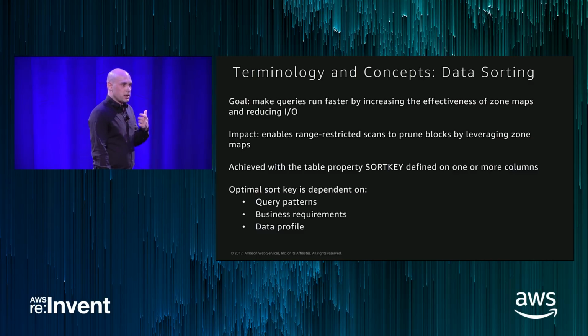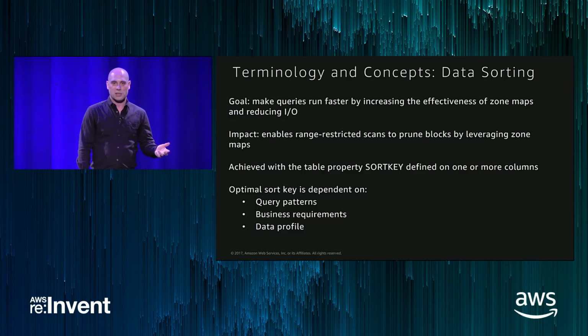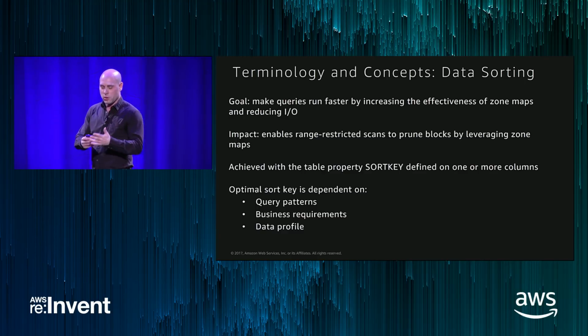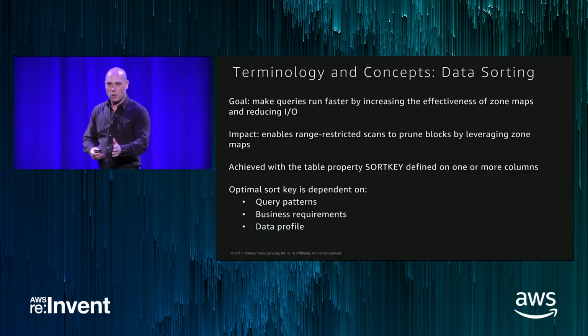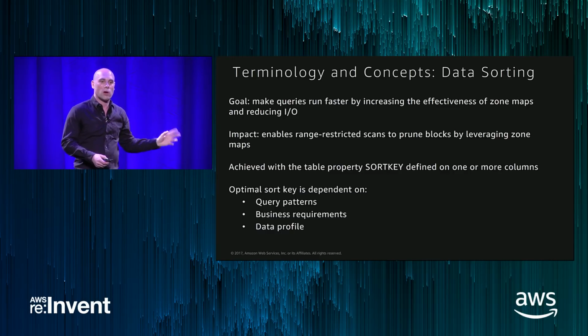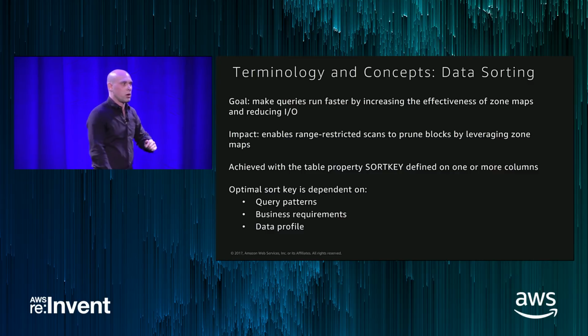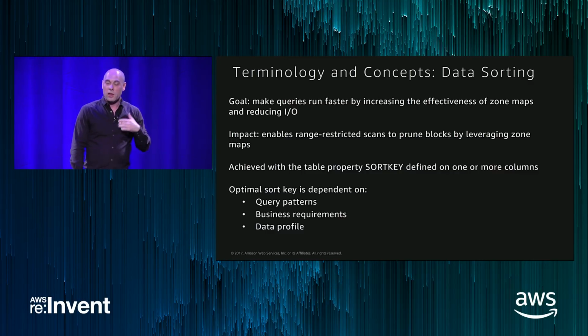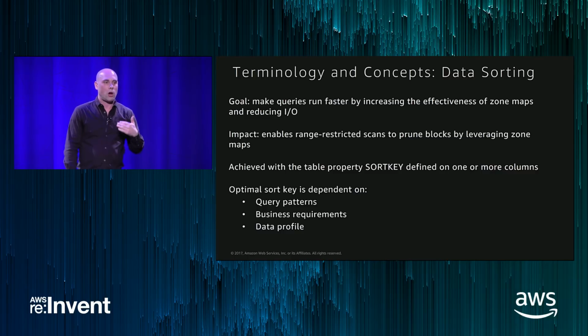The next concept is data sorting. This is physically sorting data on disk in Redshift. So this is you essentially picking one or more columns and sorting the table by those. And the point of this is to make the zone maps on the previous slide more effective. That is the primary purpose of a sort key. Typically, they're put on the columns that you're filtering on.